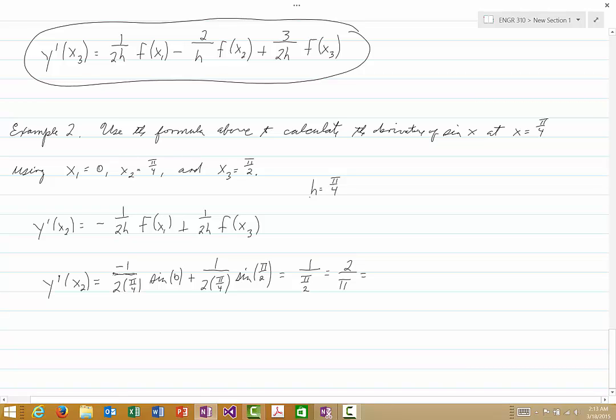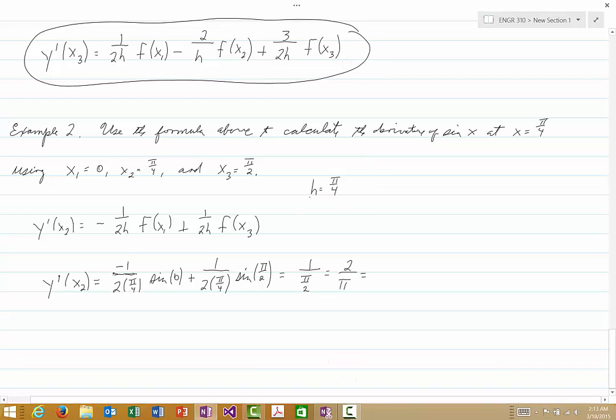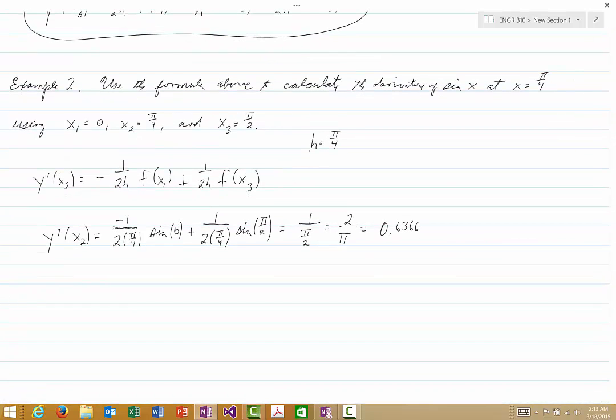And let's get our calculator and check out the value of that. That gives a value of 0.6366. And now let's compare that to the exact value. Okay, the exact value, which is f prime evaluated at pi over 4. Well, the derivative of sine is cosine, so this is cosine of pi over 4, which is equal to the square root of 2 over 2.